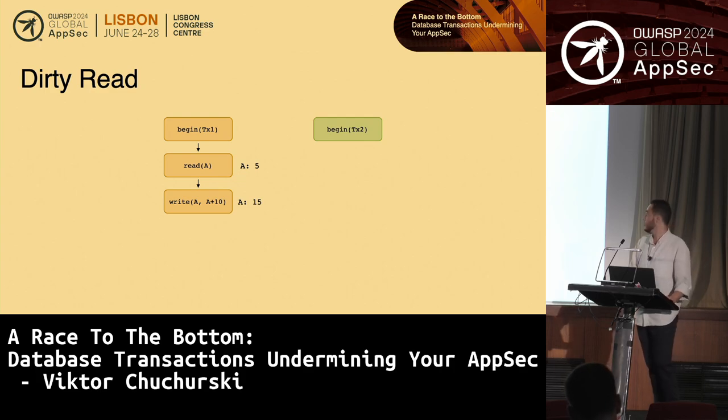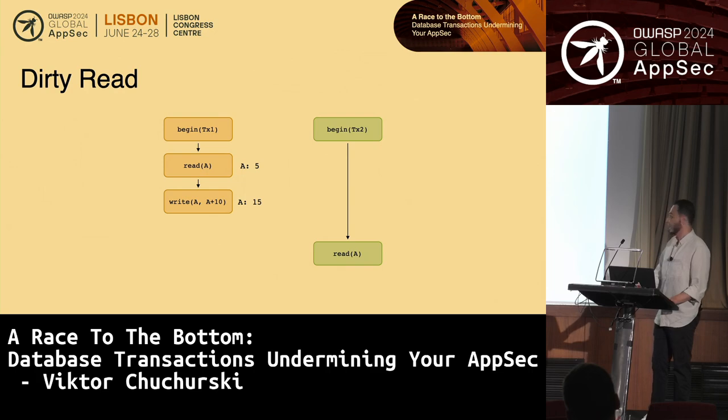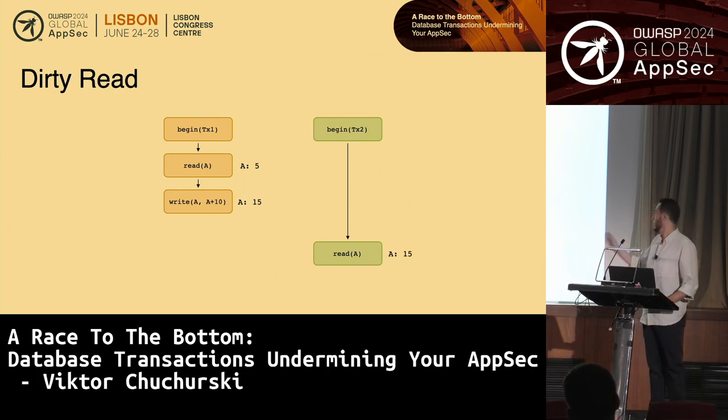Now, the second transaction might get execution and will try to read the same entry. And because we allow dirty reads, we get the value 15. Also note that transaction 1 did not commit. So until the transaction commits or rolls back, the changes are not actually materialized and persisted on the disk.